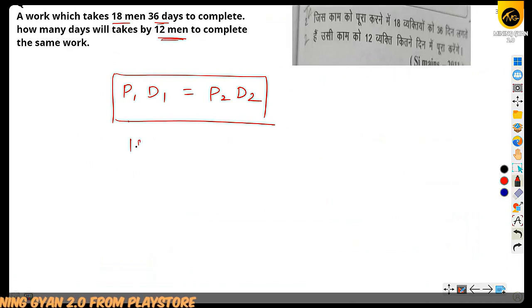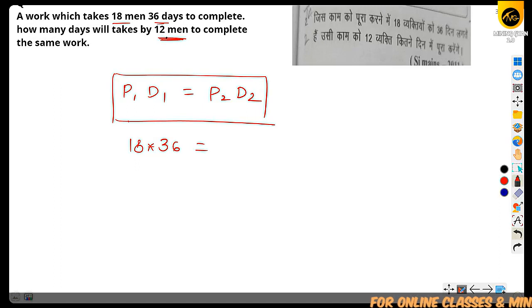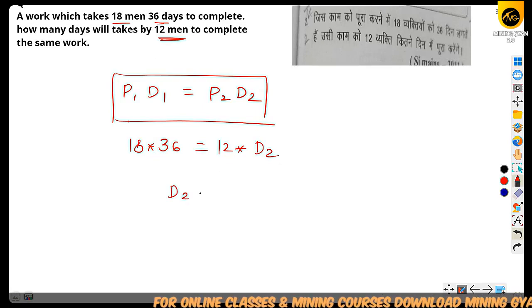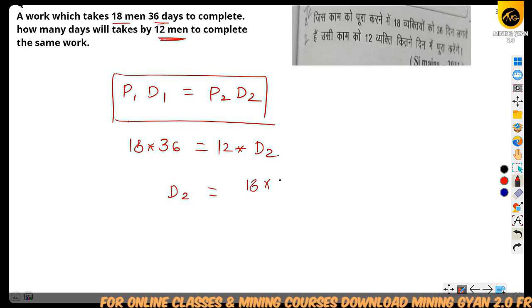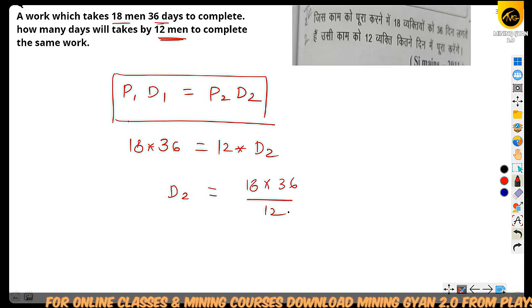That means 18 multiply how many days they take to complete the work? 36 days. So 36 is the D1, is equals to P2. P2 means the number of person for the second condition. So number of person is 12. Now multiply D2. Basically we have to find out the number of days, that is D2. Now D2 is equals to 18 into 36 divided by 12.